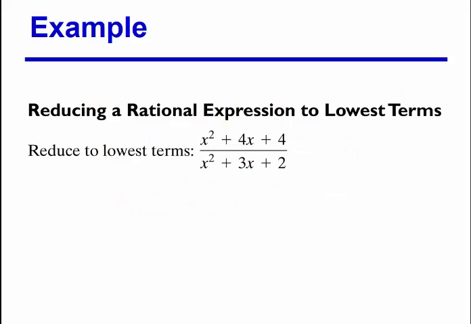So here we have an example. We have x squared plus 4x plus 4 divided by x squared plus 3x plus 2. So just a quick review. A rational expression is just simply a fraction that contains a polynomial in the numerator and the denominator.